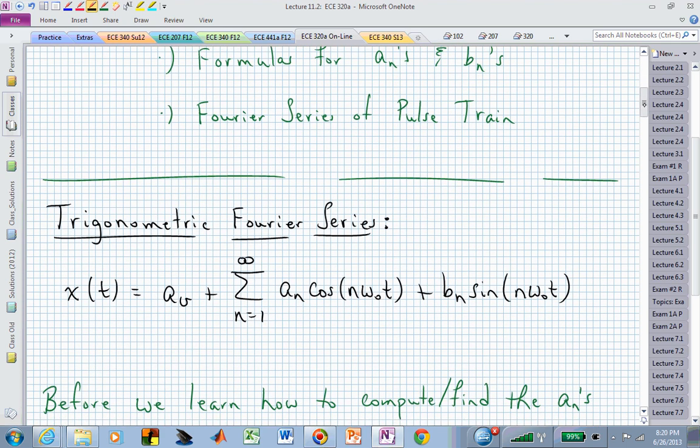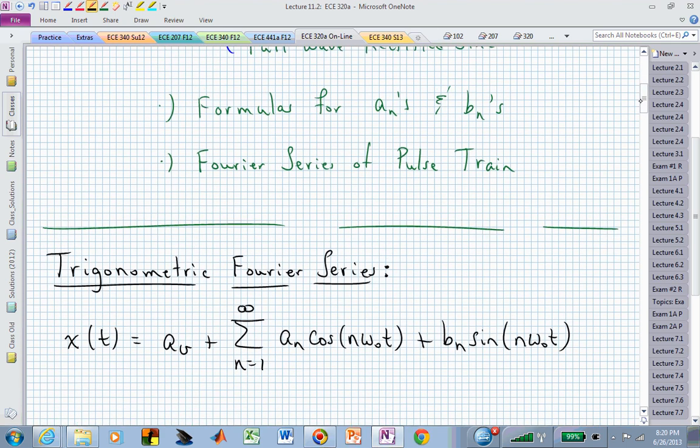As a reminder, we have the trigonometric Fourier series that we're dealing with in this class. We have the average value of that waveform, a sub v, and so if there is no average value, that will be 0. And then we're looking at the A's and the B's that are coefficients in front of the different harmonic components of the cosine and sine terms.